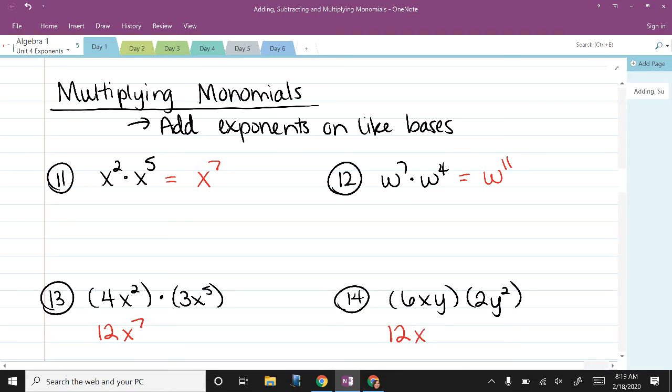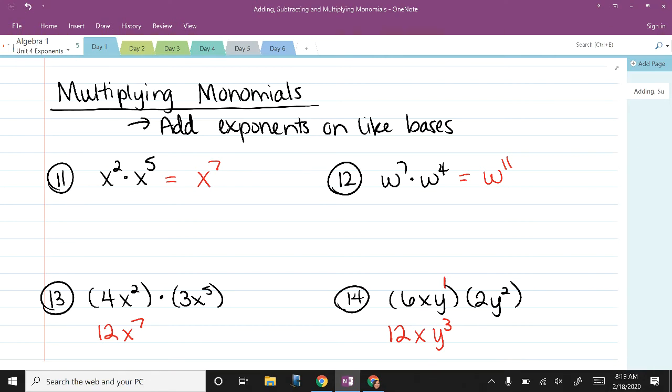You can't leave it out. Now, question. I got a y and a y squared, right? Those are like bases, aren't they? What's the exponent on this y? It's a 1. If you don't see an exponent on something, it's an understood 1. So when I multiply my y's, I add 1 plus 2. What is 1 plus 2? 3. y to the 3rd power.